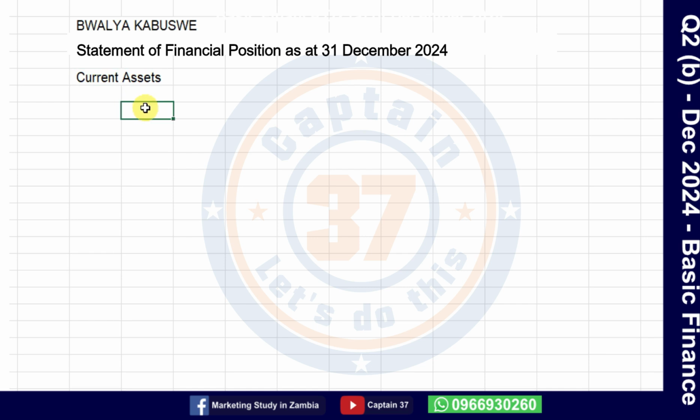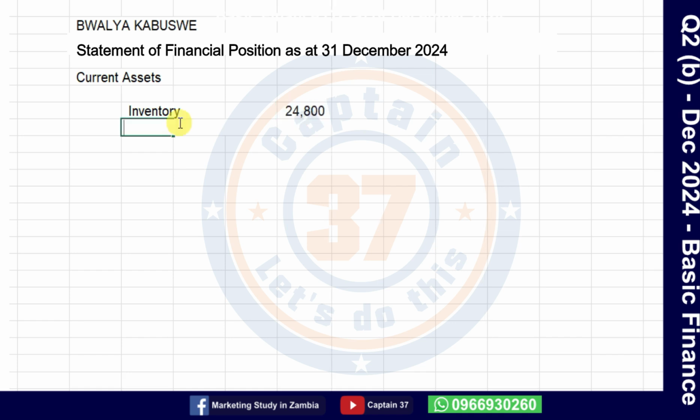Our current assets in this particular case include inventory. We're given this information, and the value for inventory is 24,800. We also have trade receivables, and the value for trade receivables is 4,300.